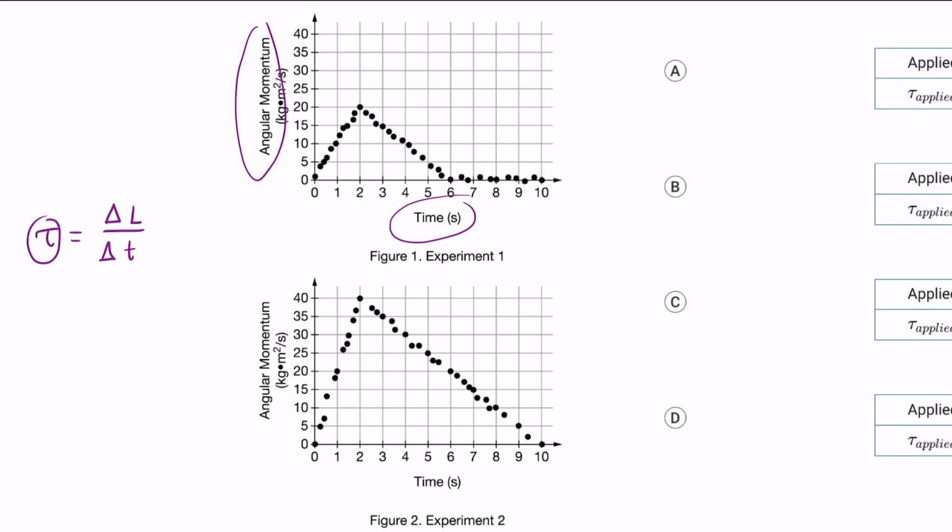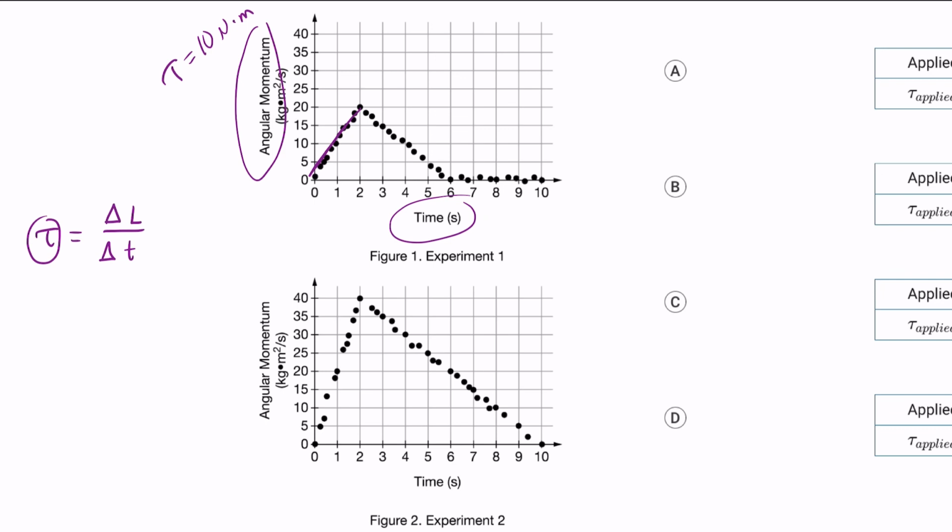So if we look at the first experiment, we have a certain slope that represents 20 over 2. So that's a slope of 10, all right? So our torque is 10 Newton meters in our first 2 seconds. And I haven't even read the answer choices, by the way, yet. So we're just investigating the graphs to make sure that we understand what's going on here.